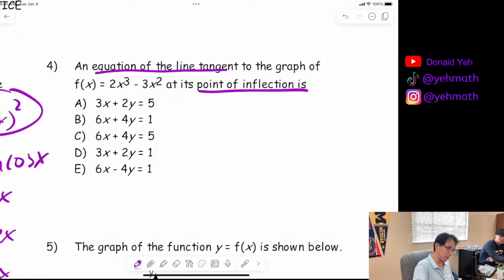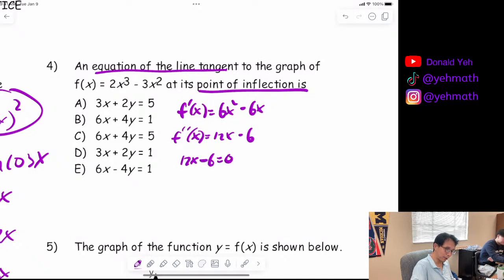Okay, so a point of inflection occurs when the second derivative equals 0. So f prime of x equals what? 6x squared minus 6x. F double prime of x, and then you set 12x minus 6 equal to 0. X is equal to 1/2. You're like, oh, okay. So what do I do there? There's no answers there. But they say equation of tangent line. What is the equation of a tangent line? y minus y1 equals m times x minus x1.